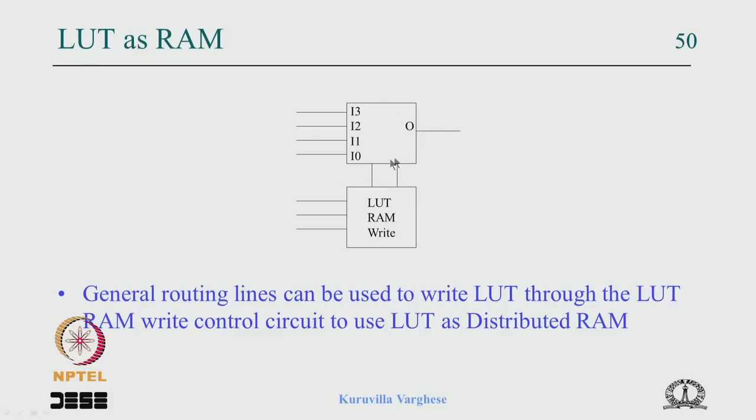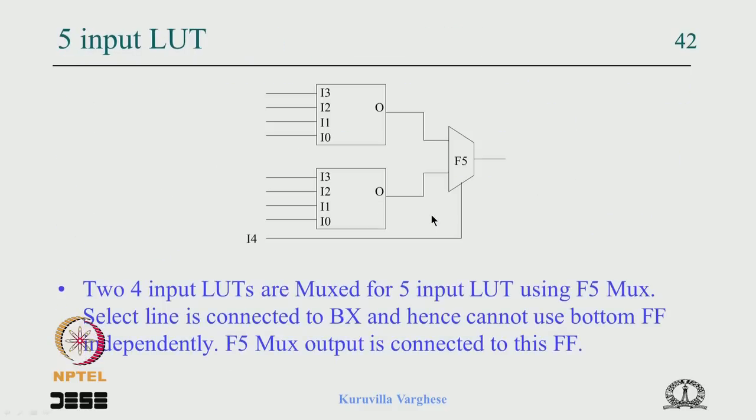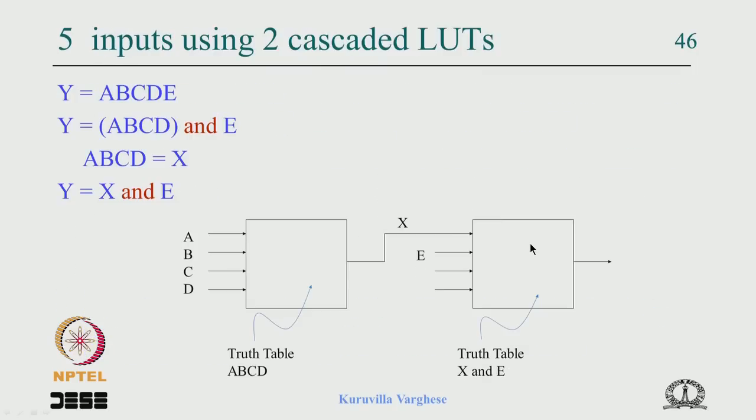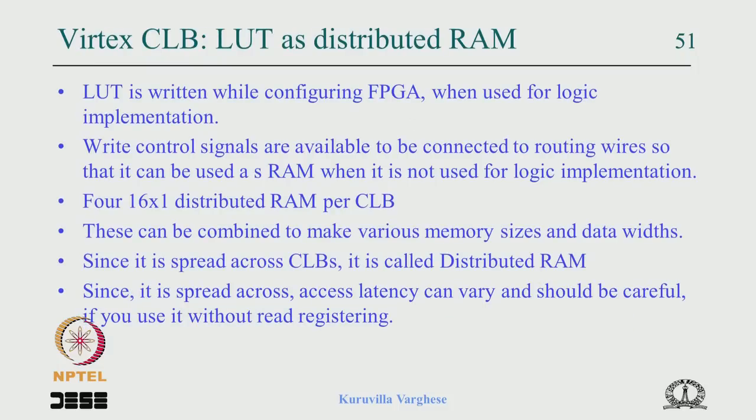So that is what is shown in the slide. You basically have a lookup table, and now there is a block, the lookup table write, which is normally controlled by the configuration logic, but now those wires are made available to the outside so that the user can connect their signals to use it as a memory. That is in the logic block, in the slice diagram. This is what is shown here, okay. You have the address line, the data line, the clock, write, everything is here, so you can use it as a distributed memory.